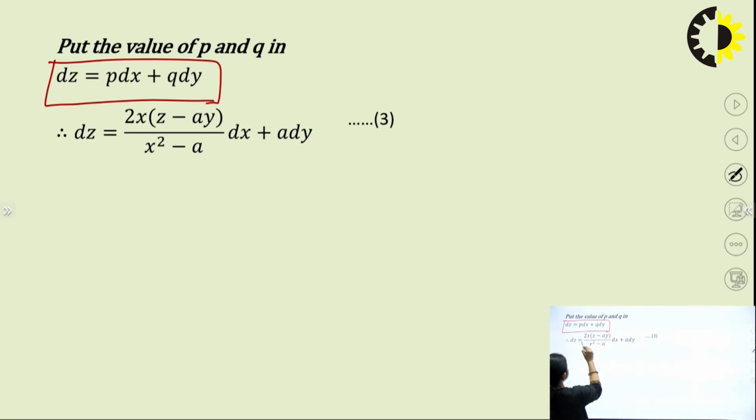So put the values of p and q, then we will obtain this third equation. This is the value of p, and q is equal to a. This is the value of q.